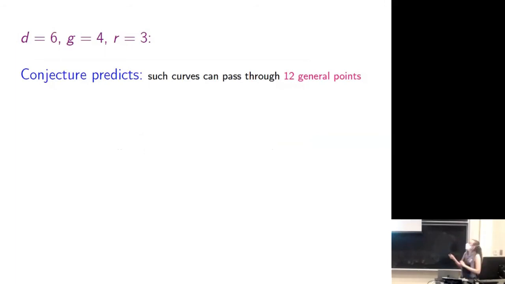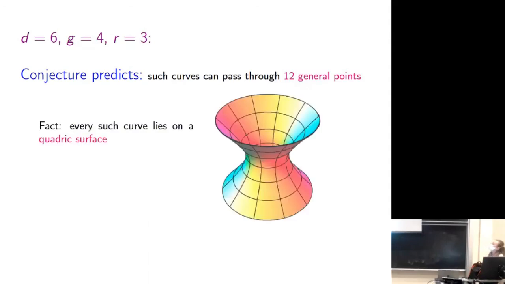Remember, r is 3. That's that special case that I simplified out for you. So the conjecture predicts that such curves can pass through twice the degree, so 12 general points. But here's a fact from algebraic geometry: once you've taken a first course in algebraic geometry that covers algebraic curves, you should be able to prove any such curve with these invariants always lies on a quadric surface.